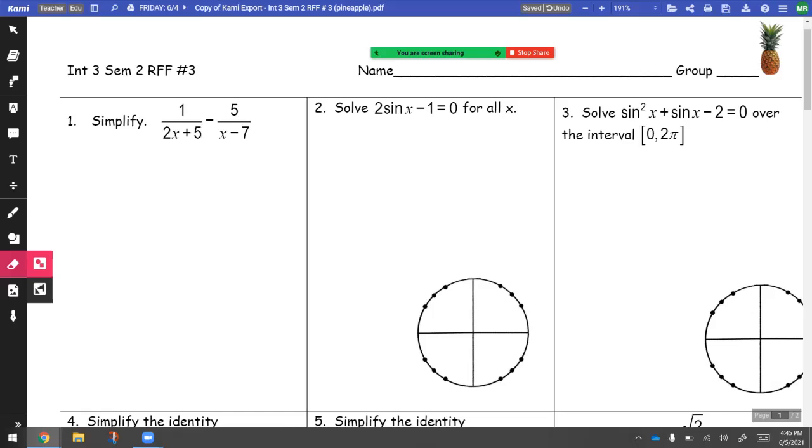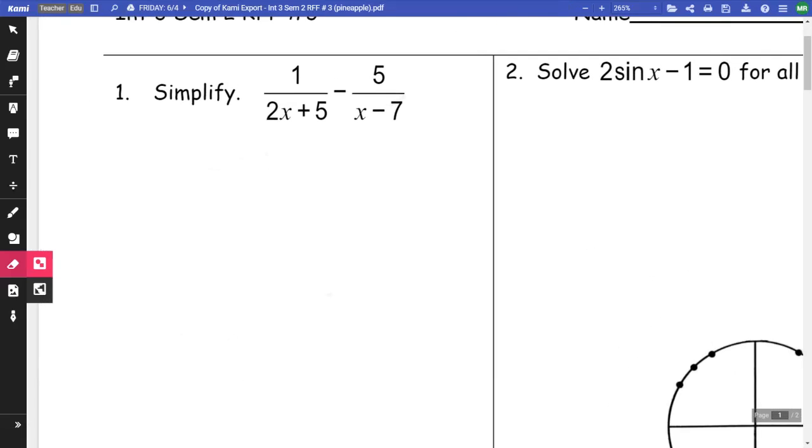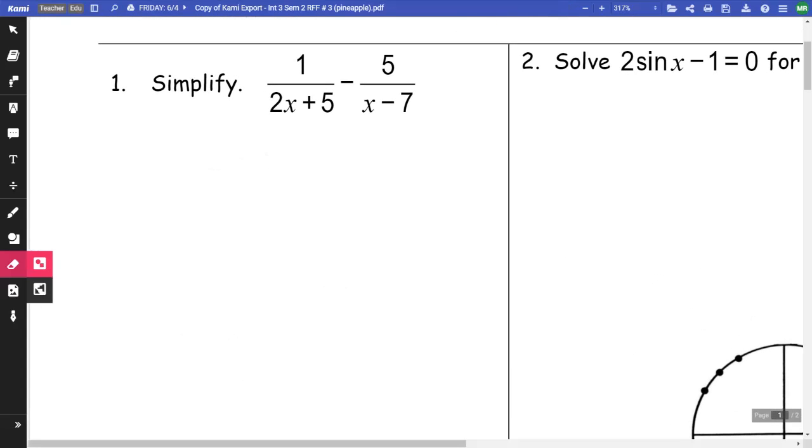So this video is on semester 2, RFF number 3, which is the review for the final exam, the one with the pineapple on it. Okay, on number 1, we're trying to add these two rational expressions. We need a common denominator.